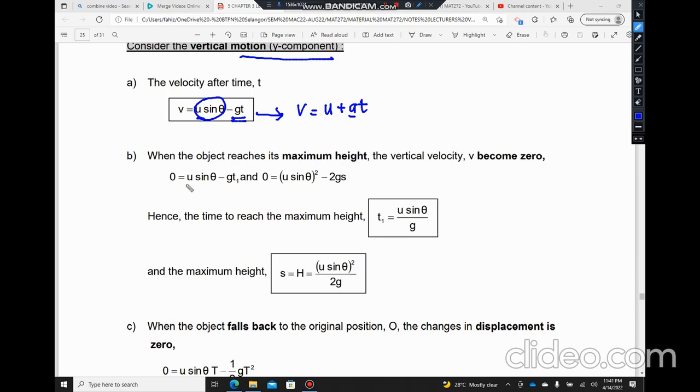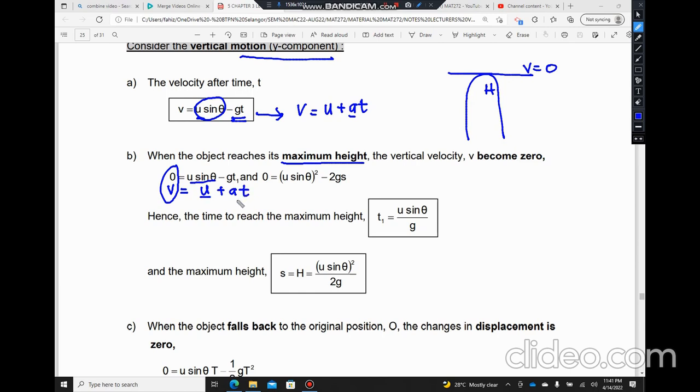Okay. So yang ni pun sama. Kita still lagi gunakan formula V equals to U plus AT. Okay, so V dia bila dia capai pada tahap maksimum kan, macam kita cerita tadi, bila sampai kat sini tahap maksimum, height yang maksimum, V equals to 0. So when you substitute here, V equals to 0, U kita tukar pada U sin theta, and then minus GT.